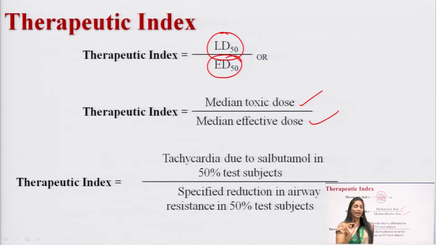Here I have given an example like salbutamol. So, here you can take the drug salbutamol. What is the drug? Salbutamol is used in asthmatic conditions. It is an anti-asthmatic drug, right?